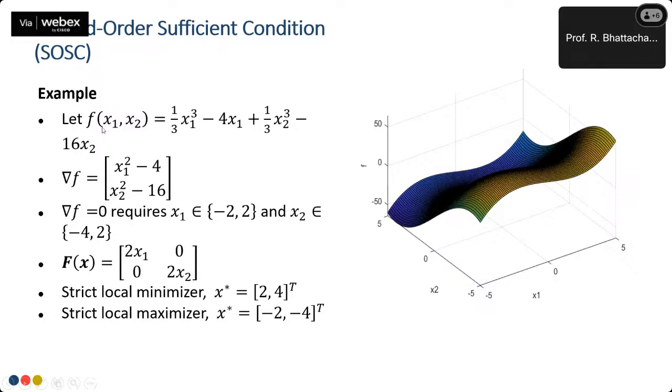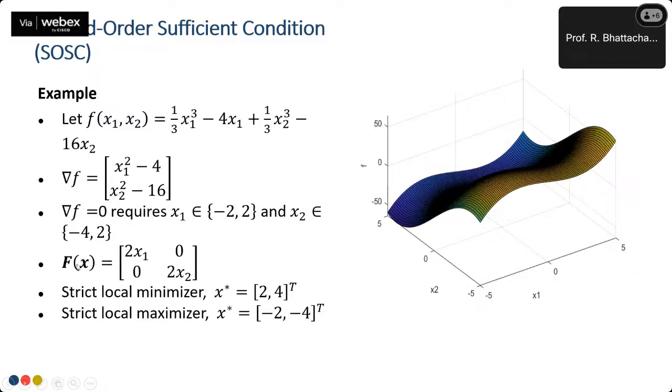So if you have f of x1, x2 given by this, then you get the gradient of f, and gradient of f to become 0 requires x1 to lie in the range -2 to 2, x2 -4 to 2. And these solutions you will get, sorry, it is not in the range. x1 has two solutions, -2 and 2, and x2 has -4 and 2 within this set.